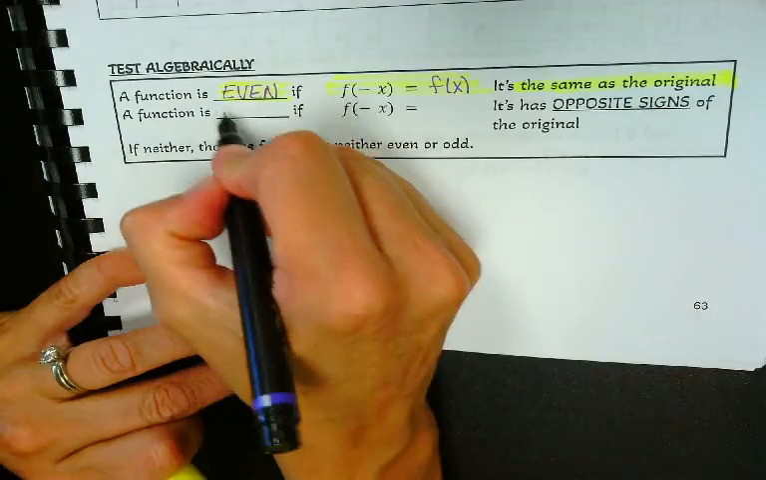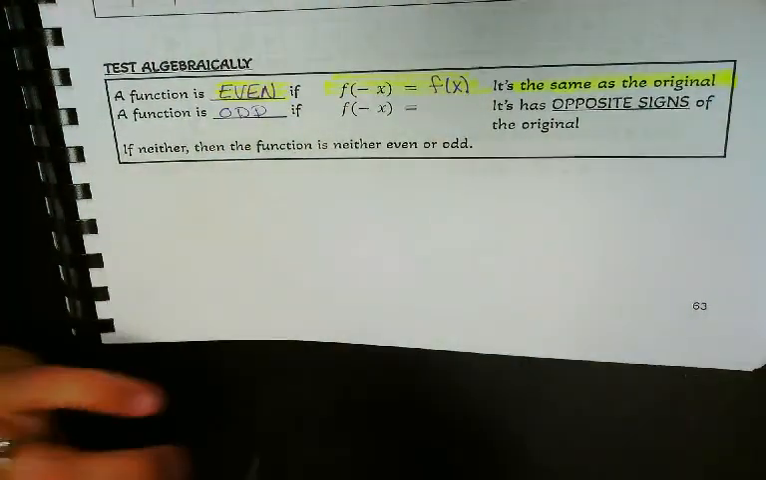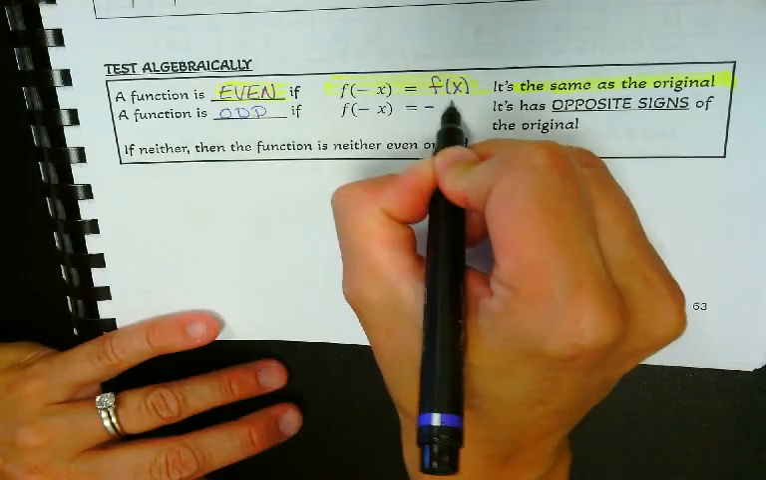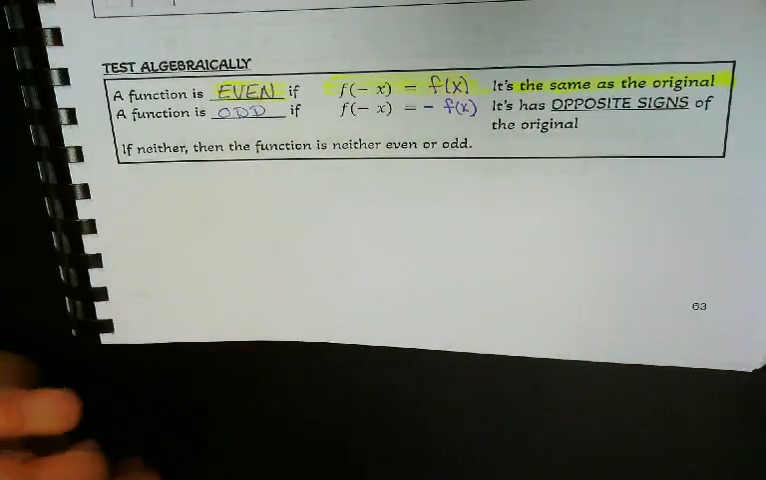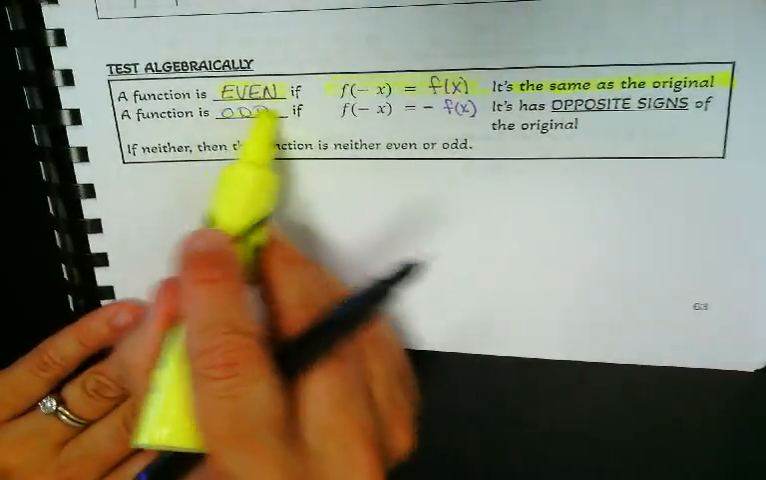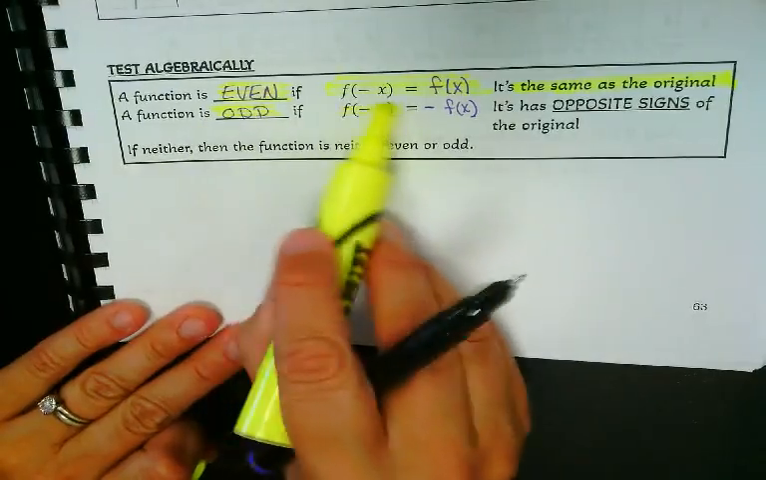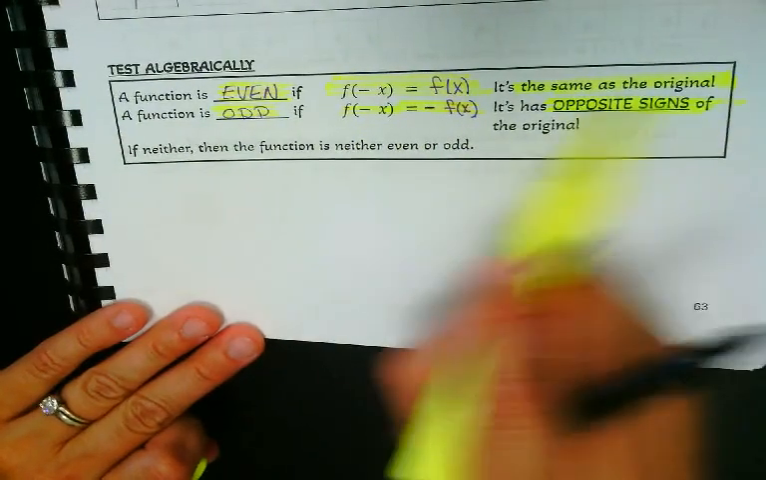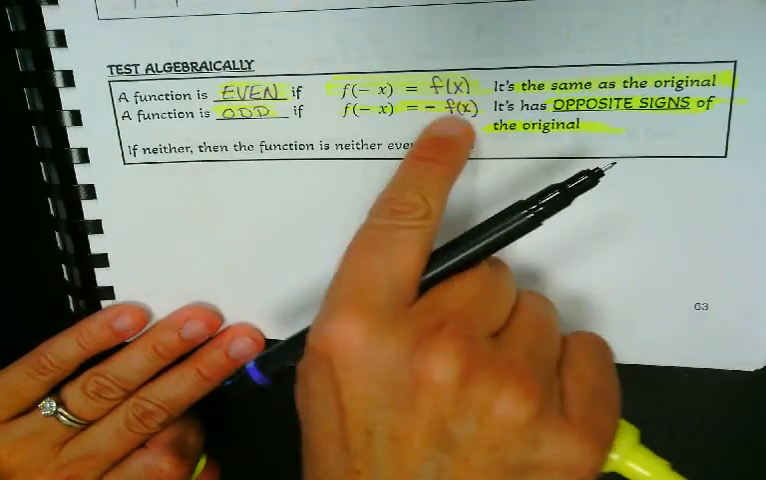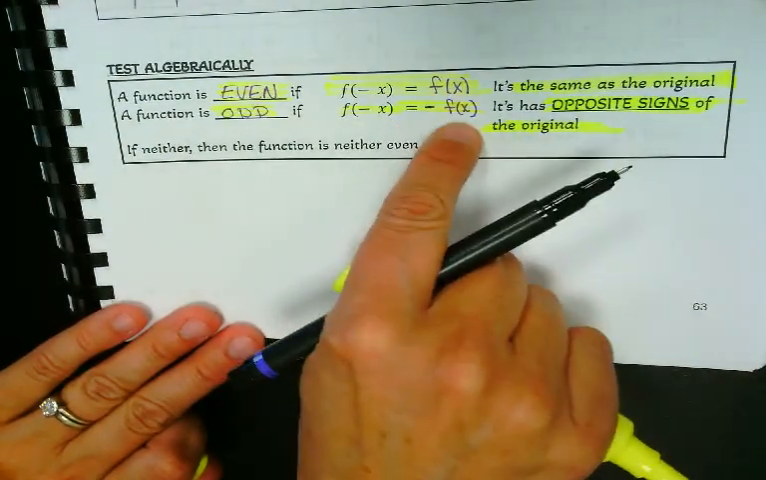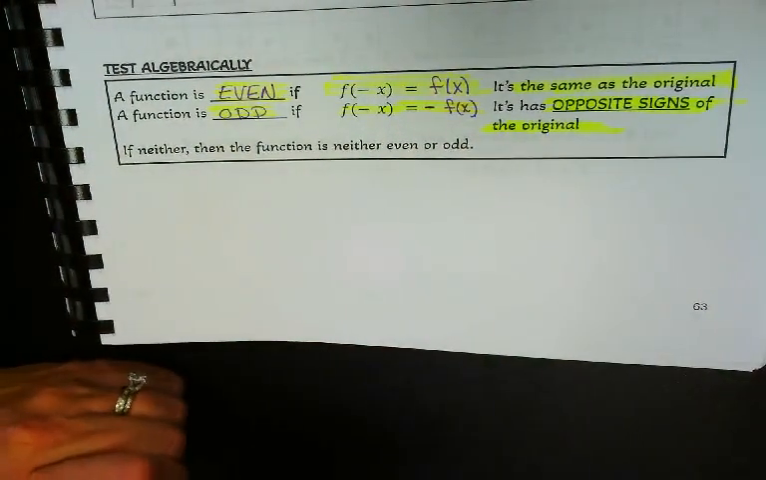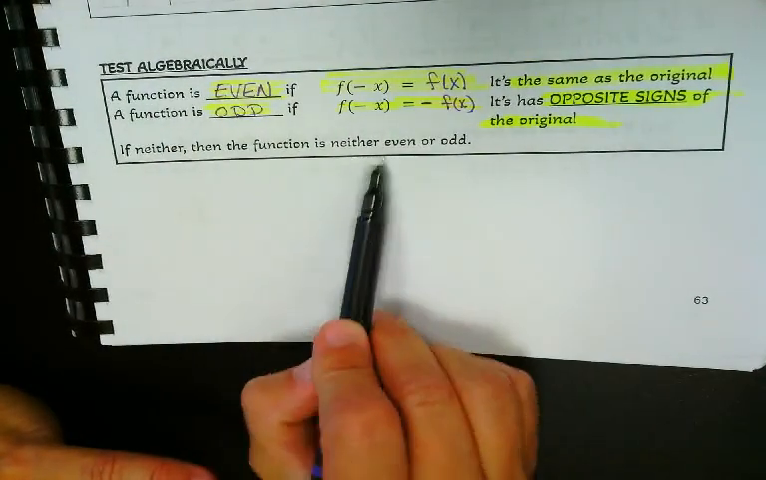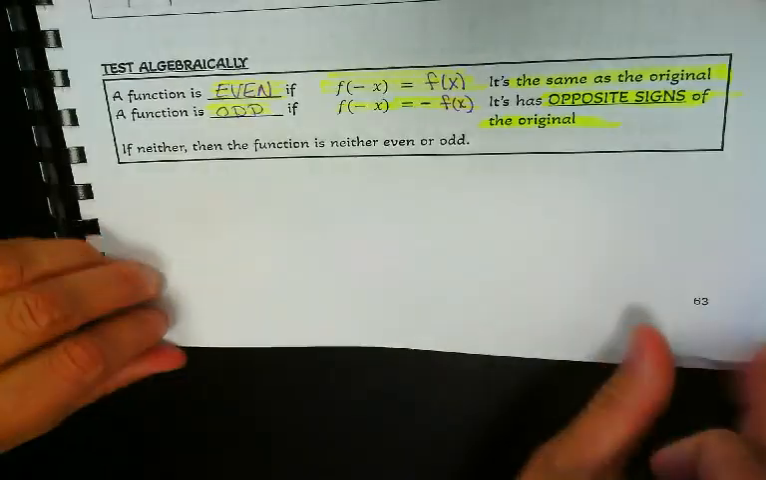A function is odd if, when I plug in negative x, I get negative f of x. So it's odd if I substitute a negative x and get negative f of x. Notice it has the opposite sign of the original function. It didn't come out with the original, it came out with the opposite of the original. If neither one of these answers works, then the function is neither even nor odd.